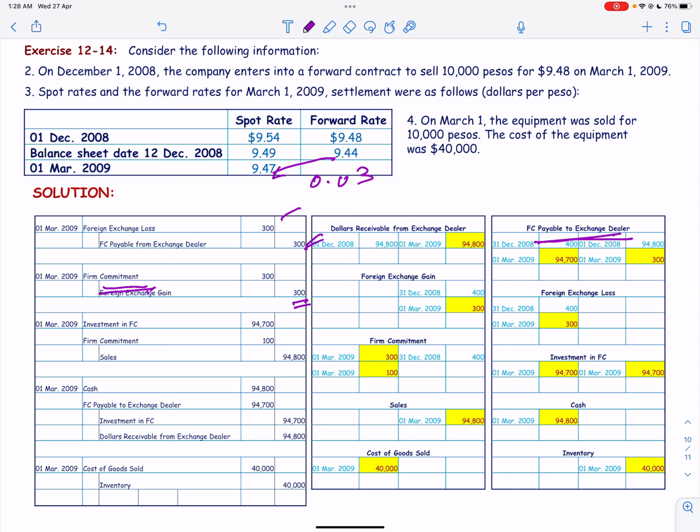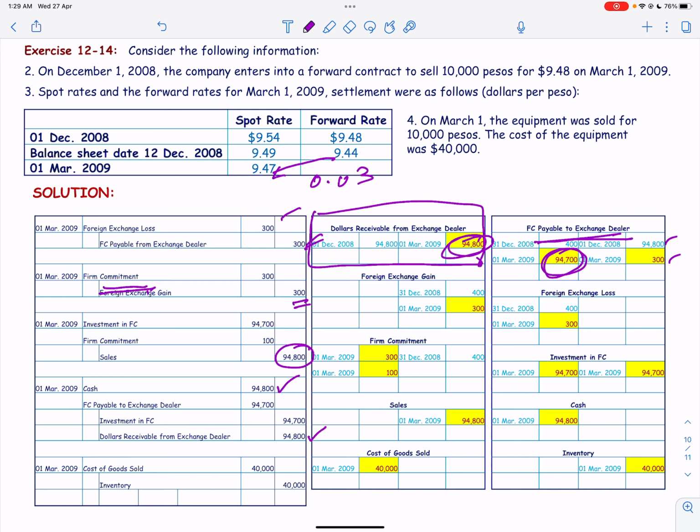Now let us look at the balances in the T account. First of all, the payables, and if you look into the payable, 94,400 and this will be 300, so we will be having a balance of 94,700. On 1st of March, the US firm is also going to make the sales. They will be delivering the goods, and the sales will be for 94,800. Now remember that we have this receivable as well, and this receivable is fixed and we receive cash for that, 94,800. So dollars receivable from exchange dealer is credited and cash is debited by 94,800.